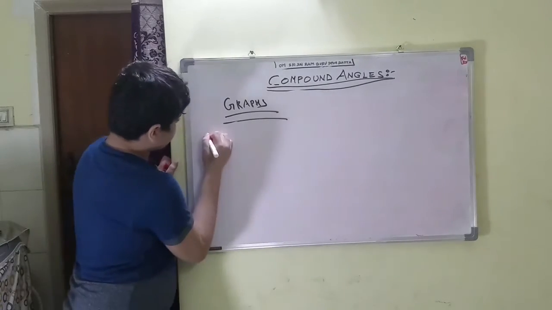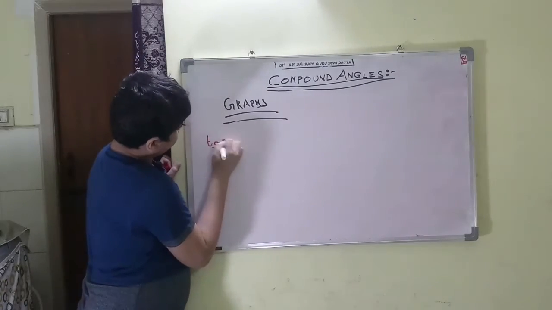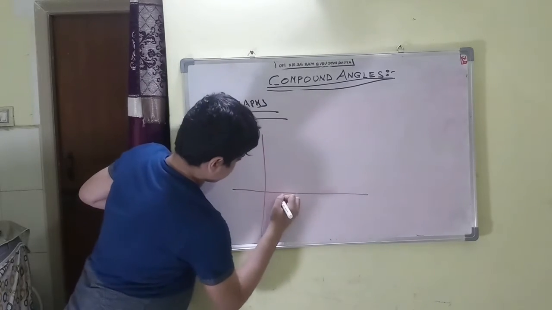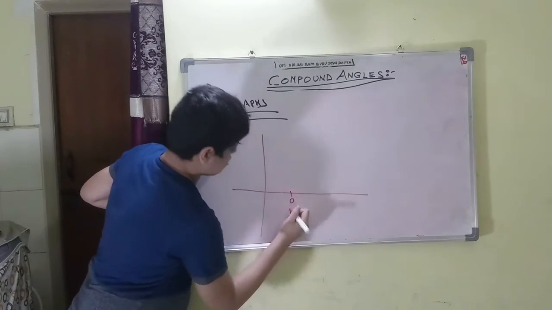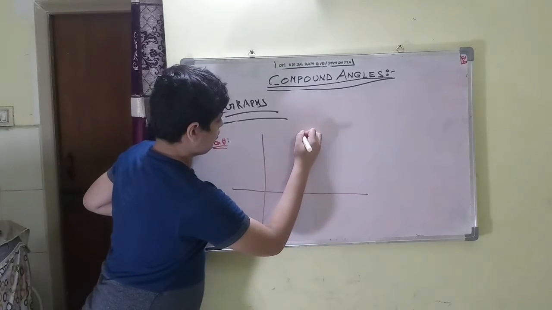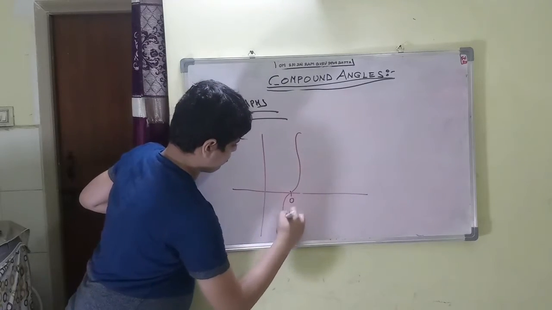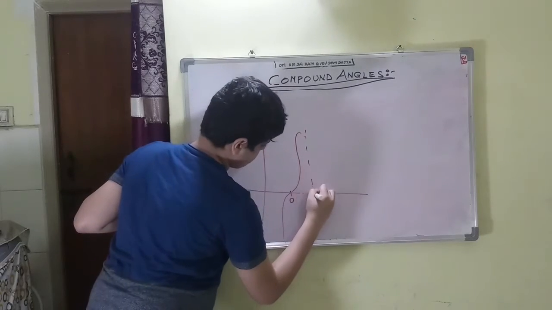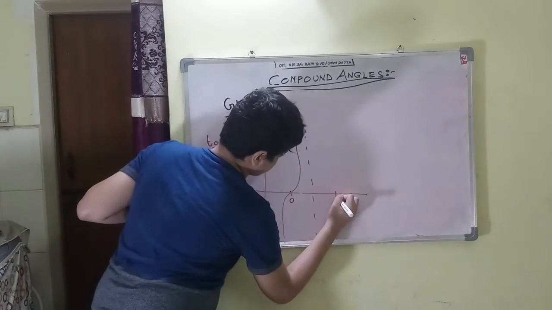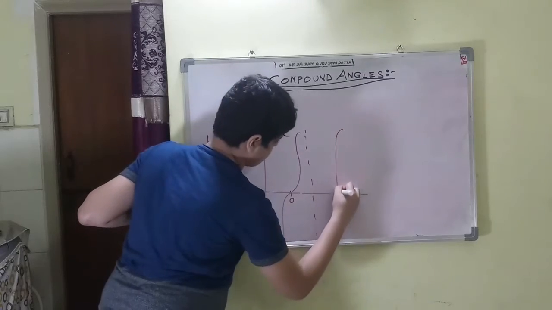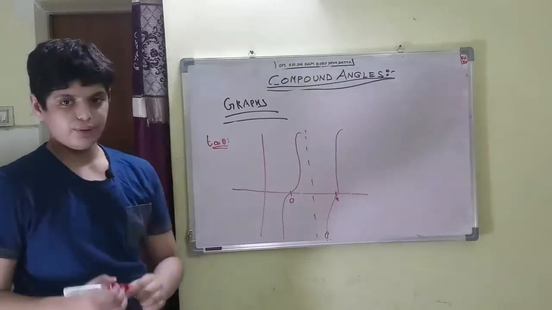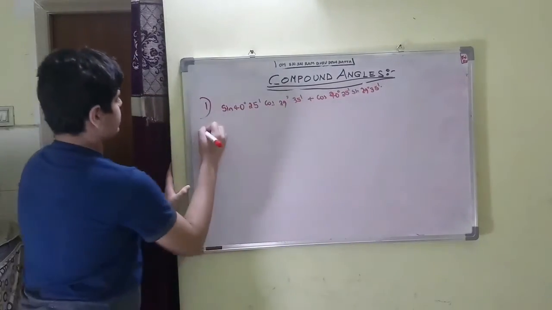So the graph of tan theta will be a little bit weird. It will be like, this is 0, let us assume. It will be like this. Okay, so this is our first question.